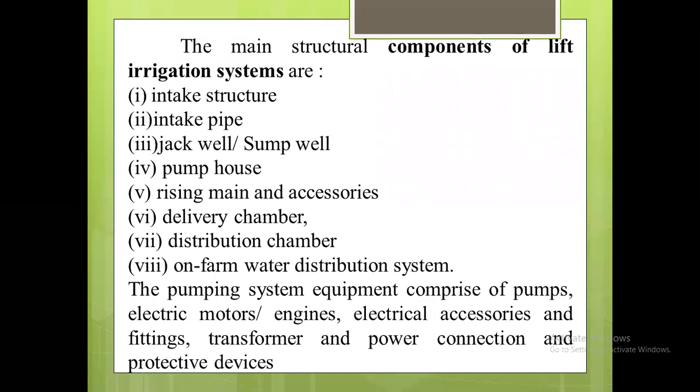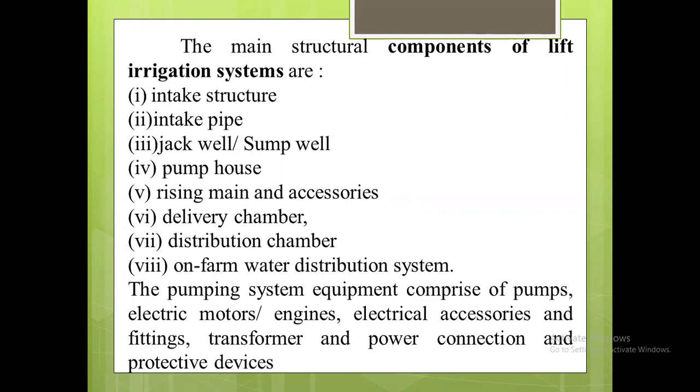Now, the main structural components of the lift irrigation system are: intake structure, intake pipe, jack well, sump well, pump house, rising main and accessories, delivery chamber, distribution chamber, and on-farm auto distribution system. The pumping system equipment comprises pumps, electric motors, engines, electrical accessories and fittings, transformer and power connection, and the protective devices.